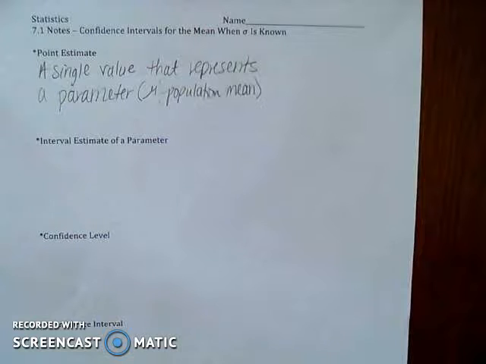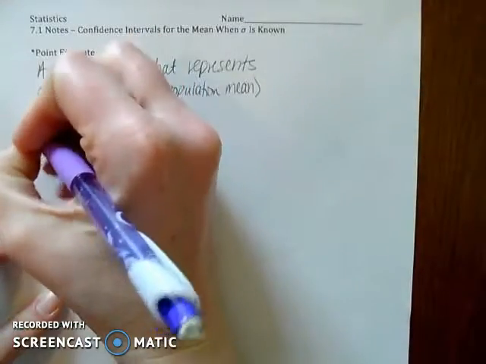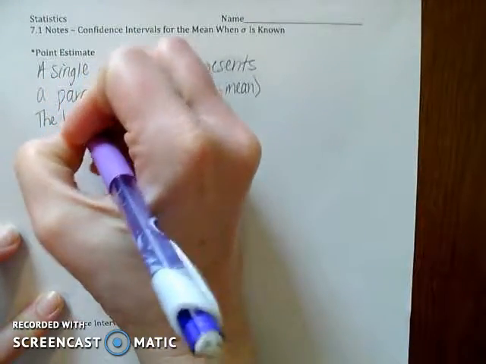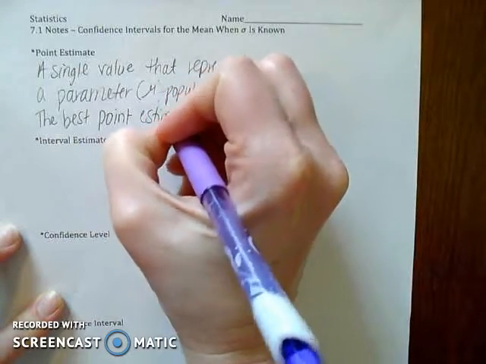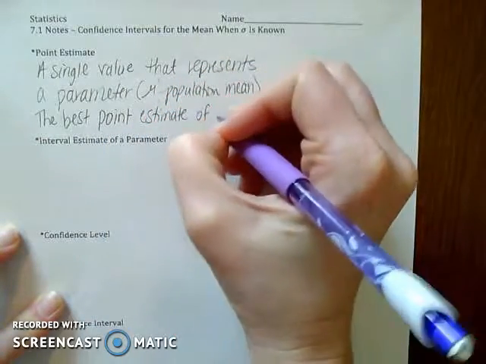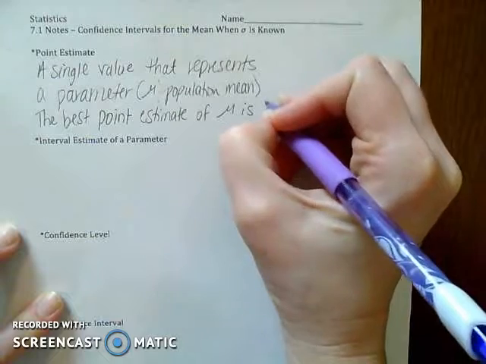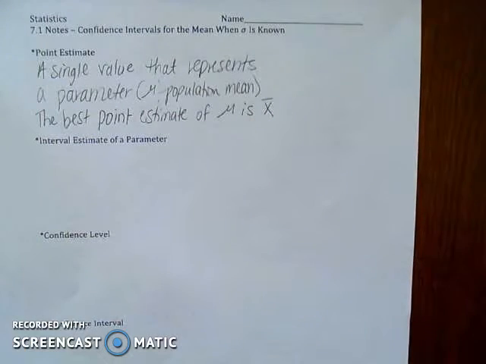Usually we have no idea what the population mean is. So the best point estimate we can ever give for the population mean is the sample mean that we have. So the best point estimate of mu is x bar, the sample mean.